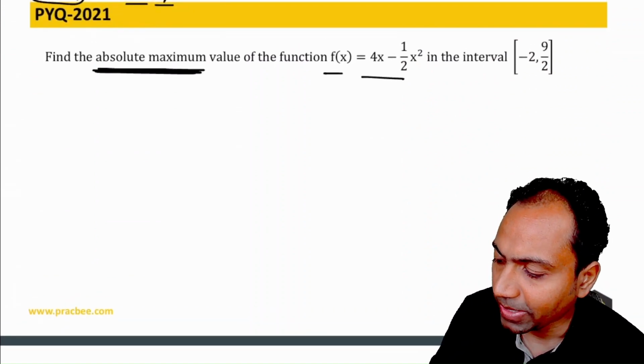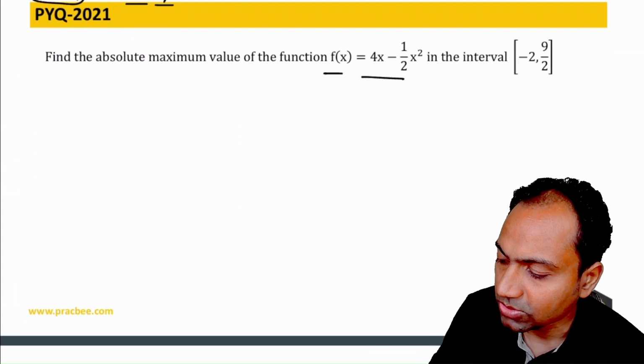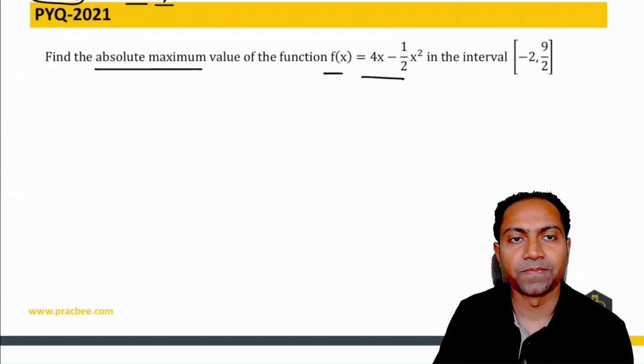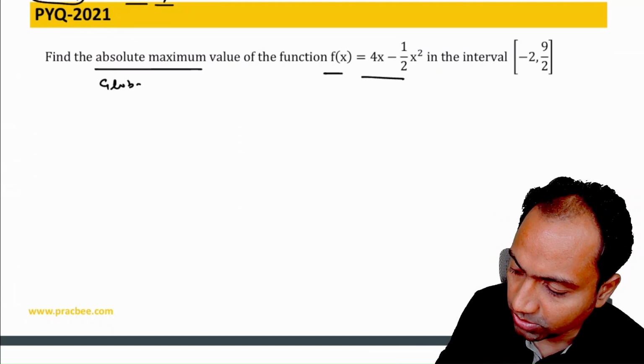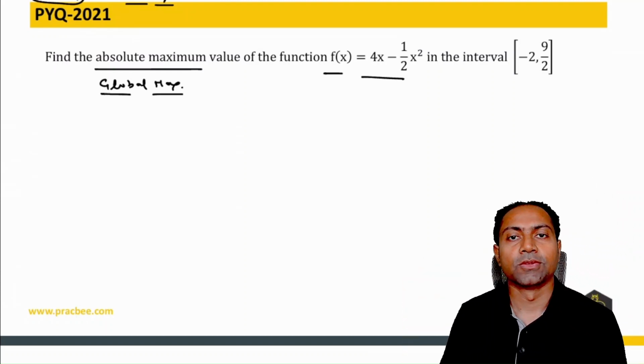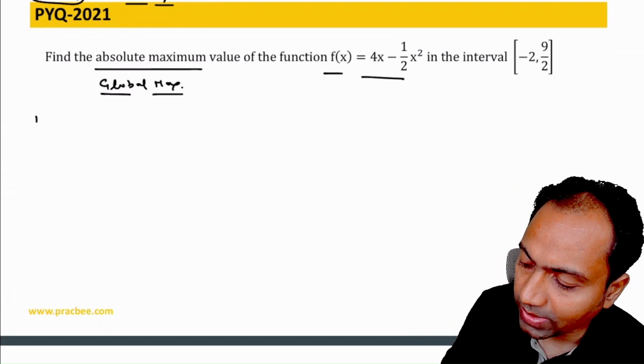So when they are saying absolute maximum value, they are not asking us for local maxima. What they are asking us for is the global maxima. So this word corresponds to nothing but global maxima. This is what they are asking us. So what we are going to do, the first step is to find the derivative.